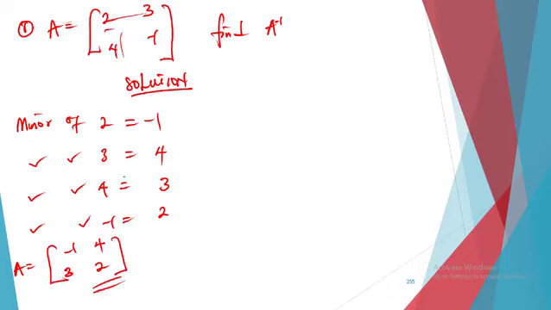And after we have found the minor, we'll find the cofactor. The cofactor is the change of sign. And we have the cofactor of A to be equal to minus 1, this will become minus 4, and this is minus 3, and then this is 2. Is that correct? Fine.